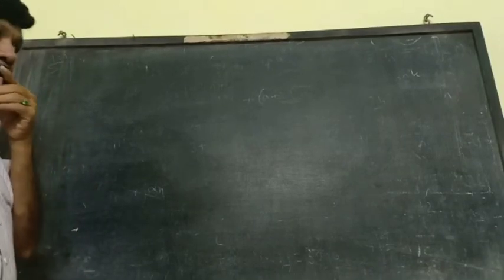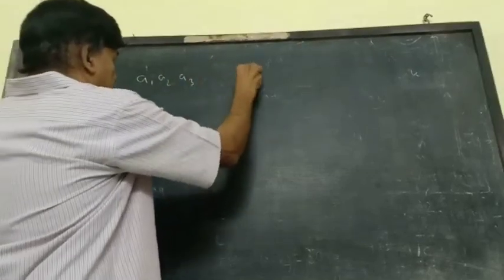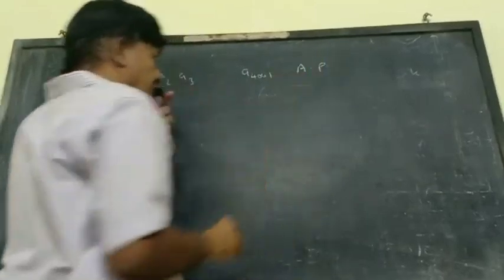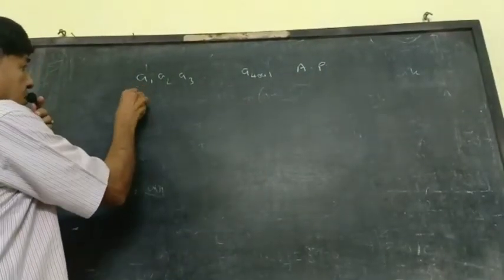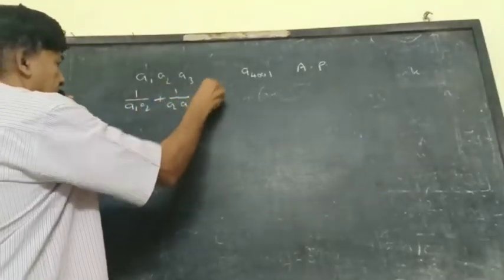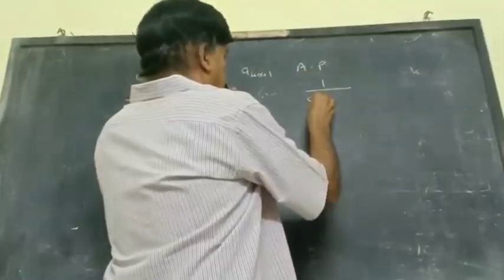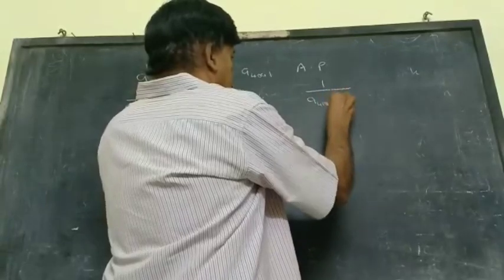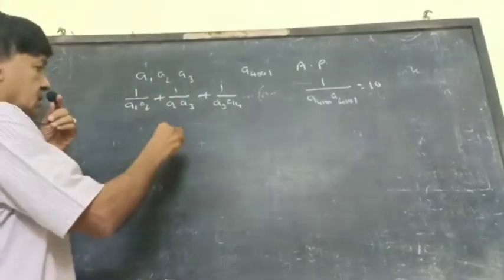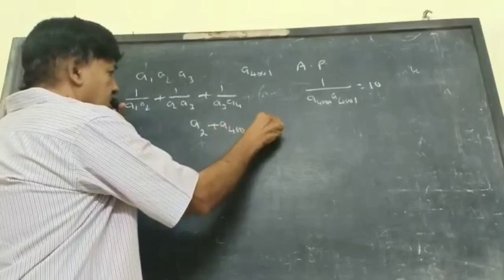The next problem is this. A1, A2, A3, up to A4001 are in AP. 1 by A1 A2, plus 1 by A2 A3, plus 1 by A3 A4, up to 1 by A4000 A4001 is equal to 10. A2 plus A4000 is equal to 50.